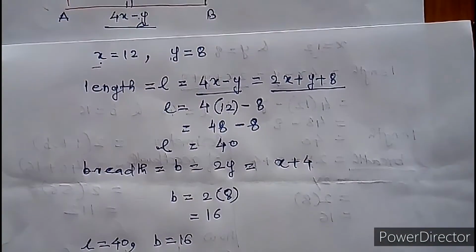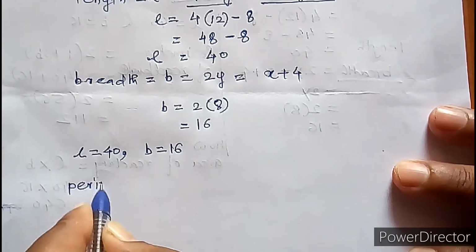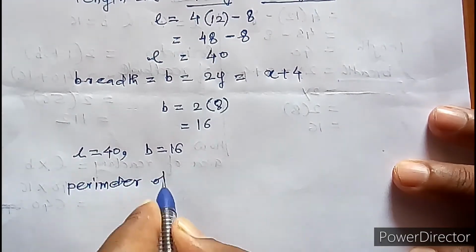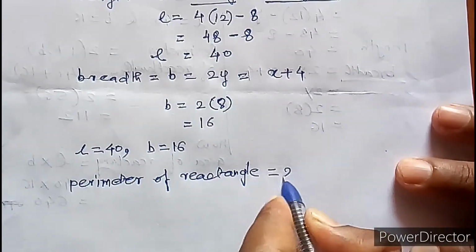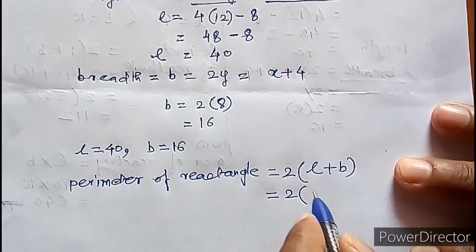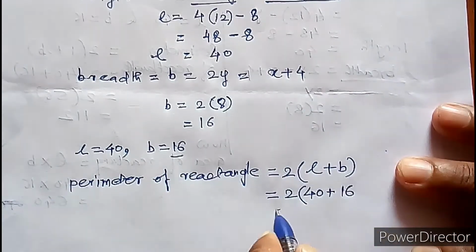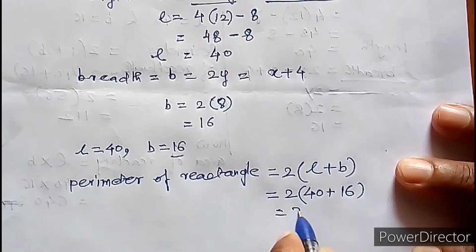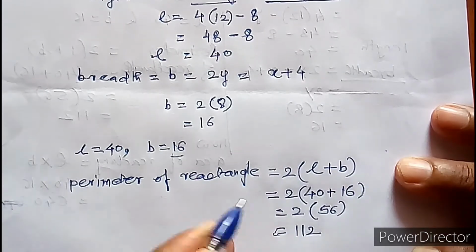Now we have to find the perimeter of this rectangle. We know the formula for the perimeter of the rectangle. Perimeter of rectangle equals to 2 times L plus breadth. Here 2 as it is, the value of L is 40, put 40, plus as it is, the value of B is 16, put 16 here. Now it is simple calculation, that is 2 as it is, 40 plus 16 it will be 56, 2 multiplied by 56 it will be 112. This is the perimeter of rectangle.